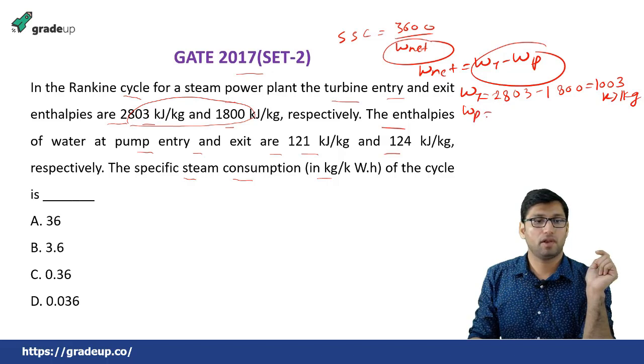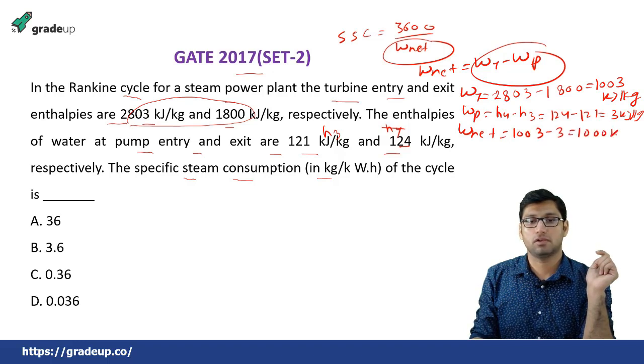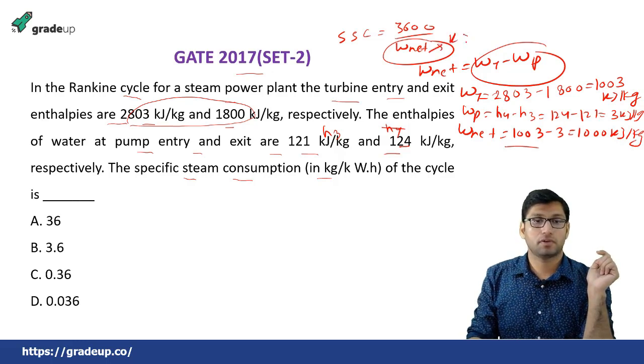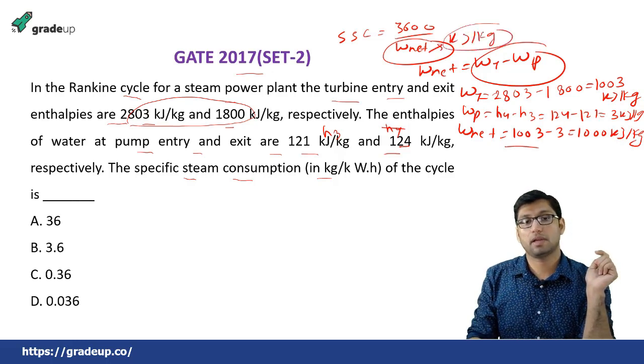And pump work will be equal to, this is H4, this is H3, H4 minus H3, which is equal to 124 minus 121. This will come out to be 3 kilojoule per kg. So net work will be equal to 1003 minus 3, which is 1000 kilojoule per kg. Okay, the unit you never forget, this is kilojoule per kg.